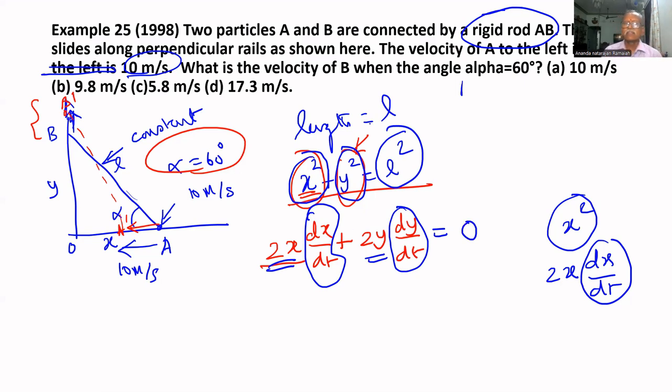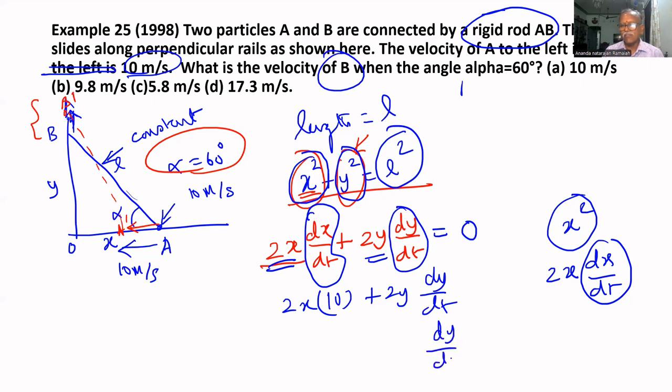What is given? The velocity of A is given. Dx by dt is given. So 2x times 10 meters per second, plus 2y dy by dt equals 0. The velocity of B is asked, dy by dt is asked. Therefore dy by dt equals minus 2x multiplied by 10 divided by 2y. The 2 gets cancelled.